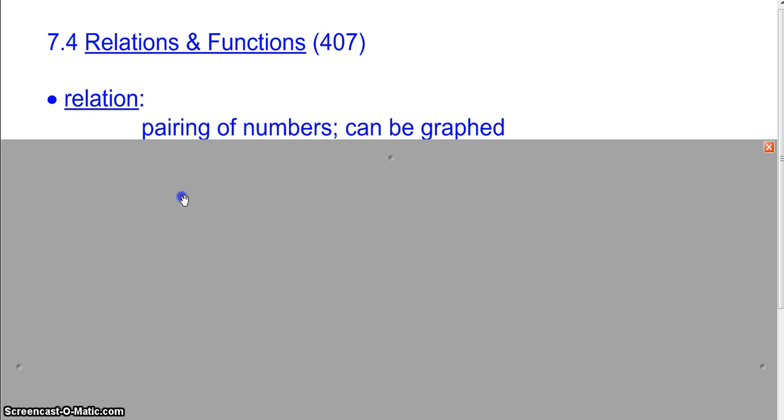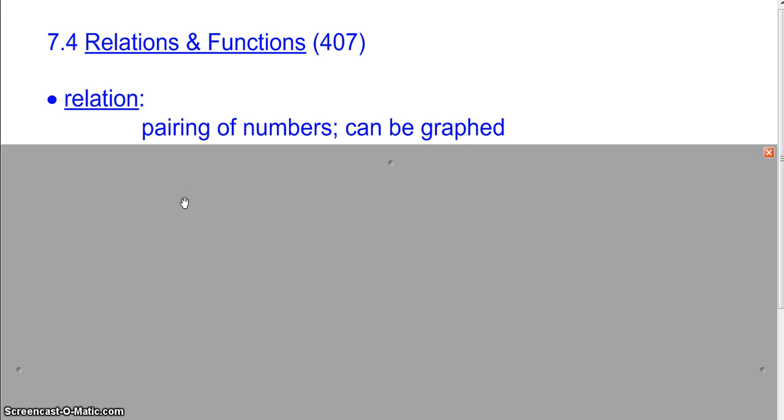Okay? So the definition is pairing of numbers. If I pair x's and y's together, I can graph them. They're little points. Okay? That's what a relation is.